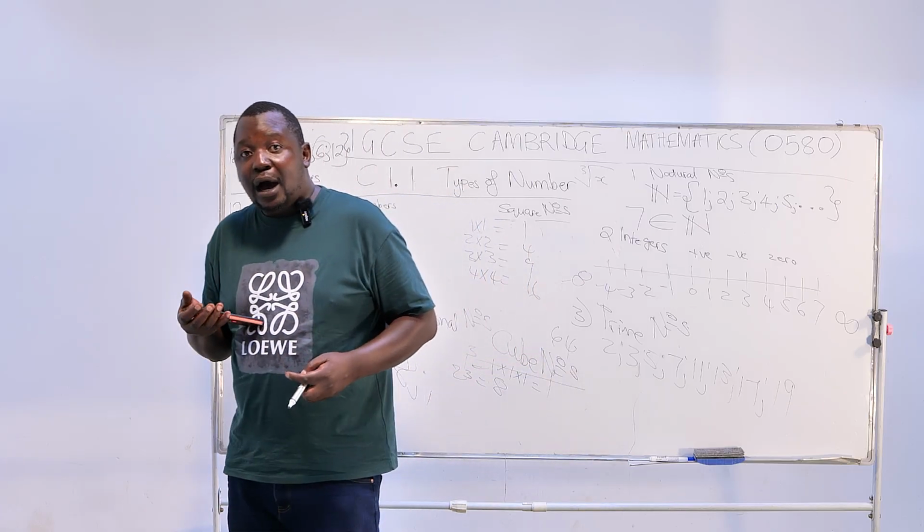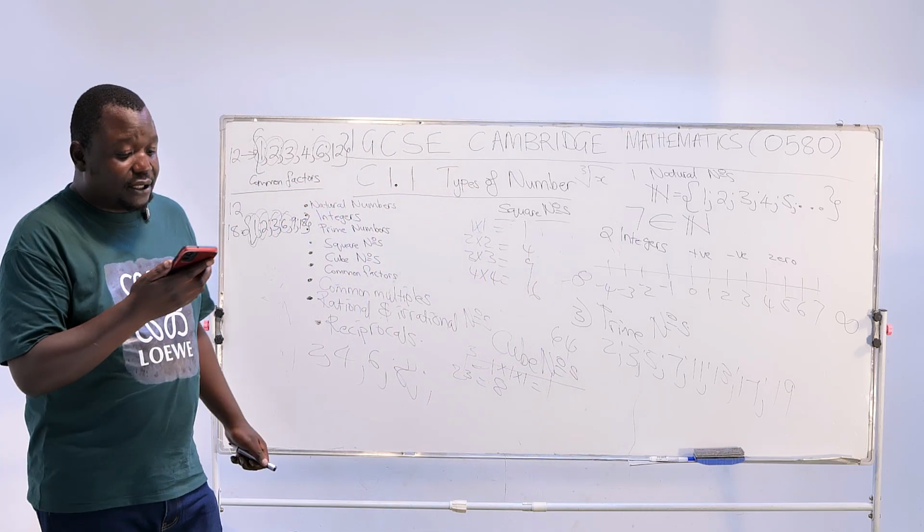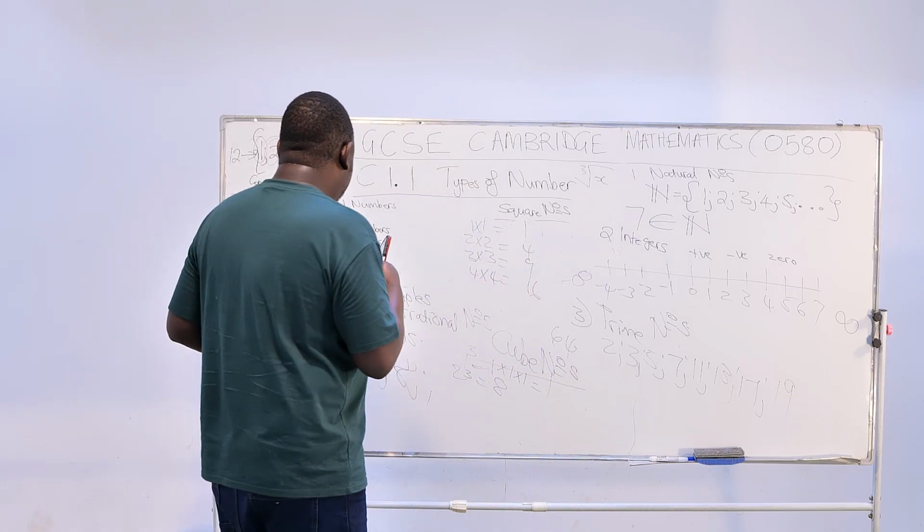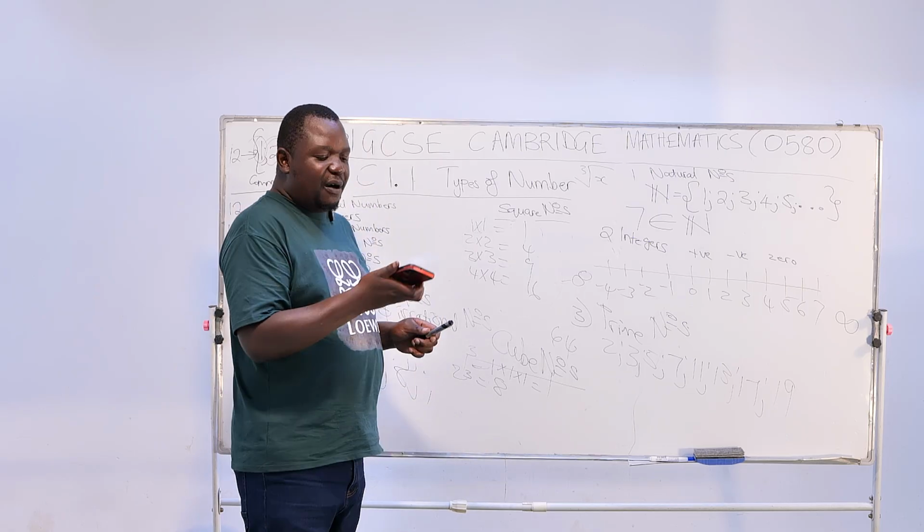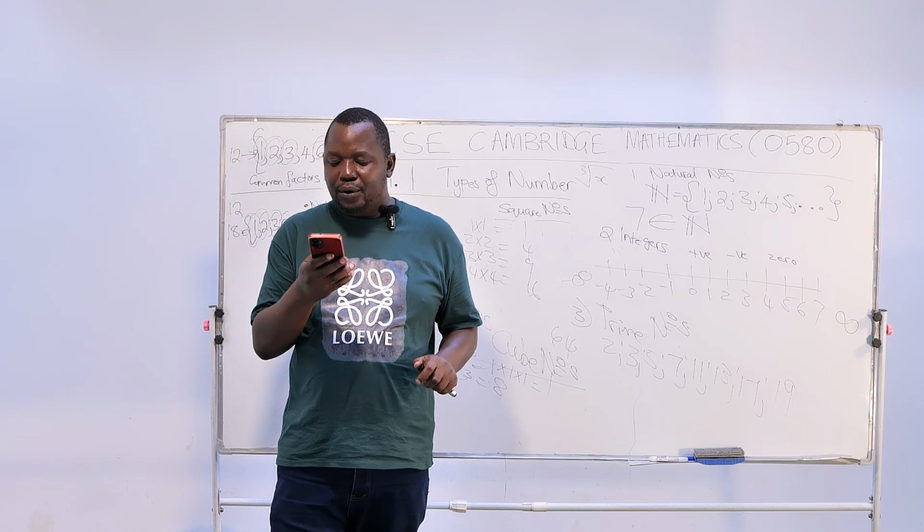You understand? I hope this is as crystal clear as a sodium chloride molecule. Let us proceed further. Let's move on to the rational and the irrational numbers.